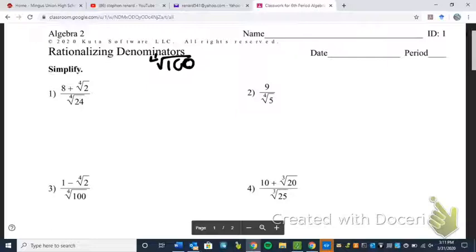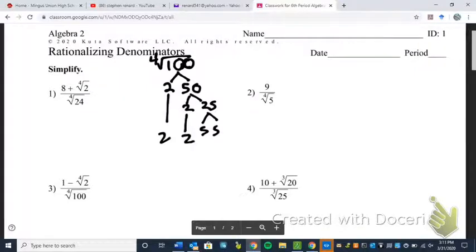fourth root of 100. What we want to do is break this down, and that's 2 times 50. 50 is 2 times 25, and 25 is 5 times 5. So we have 2 2s and 2 5s. Now remember, we need 4 of each. So we need 2 more 2s and 2 more 5s.